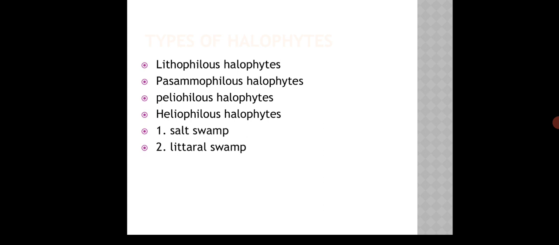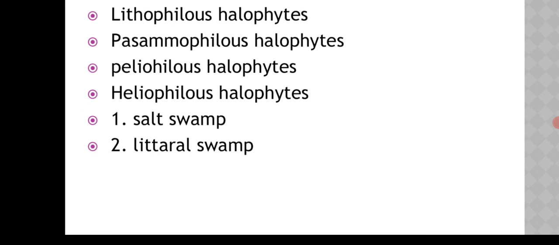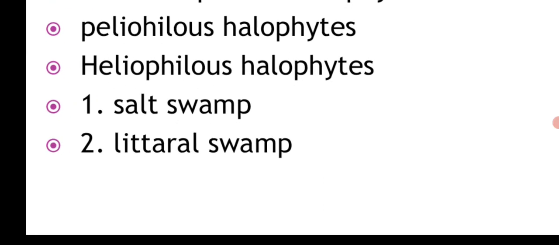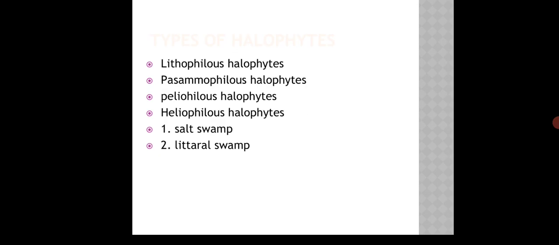Next type is Haliophilous halophytes. Haliophilous halophyte means those plants which grow in salty water. That halophyte is a Haliophilous halophyte. But this Haliophilous halophyte again gets divided into two. One is salt swamp and the second one is littoral swamp. These are the types of Haliophilous halophytes.